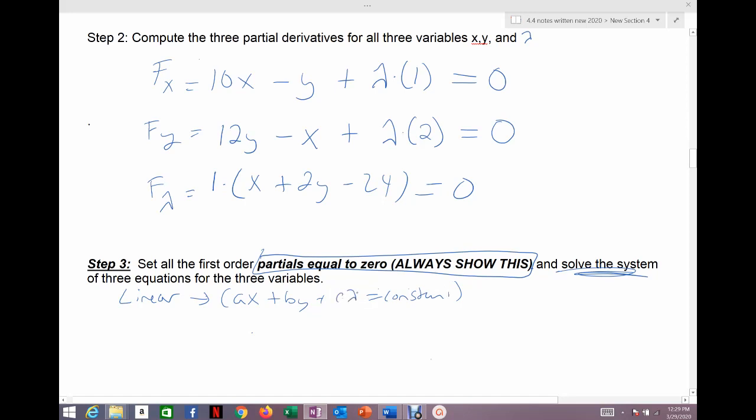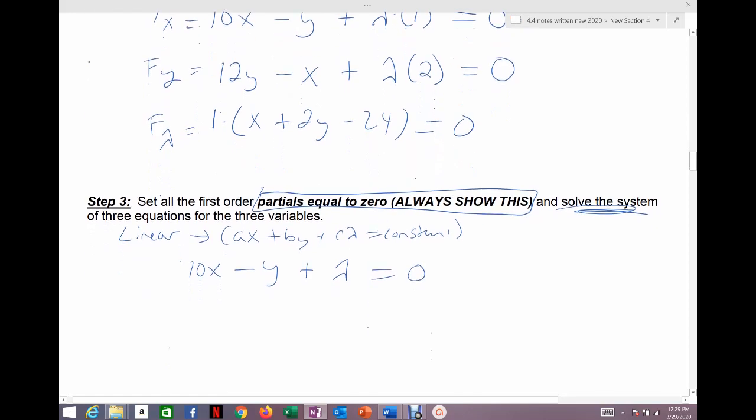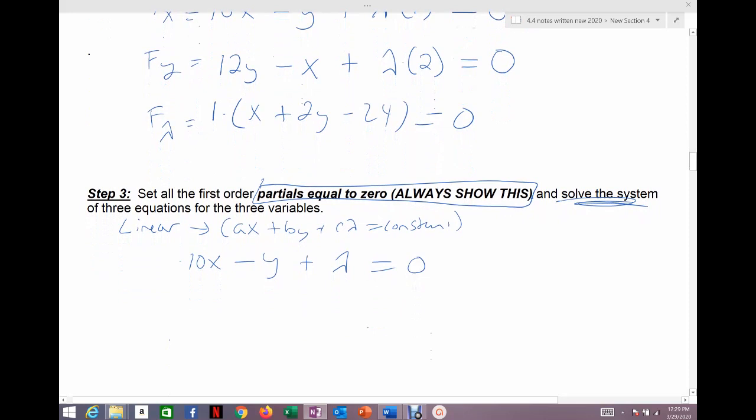Alright, so the first equation is actually set up. It's good to go. It's got x, y, lambda equals 0. So it's 10x, negative 1y, plus 1 lambda equals the constant 0. The second equation, the constant is 0, but I do have to reorder my y and my x. X first, so negative x first, then positive 12y, and then 2 lambda, equals my constant 0.